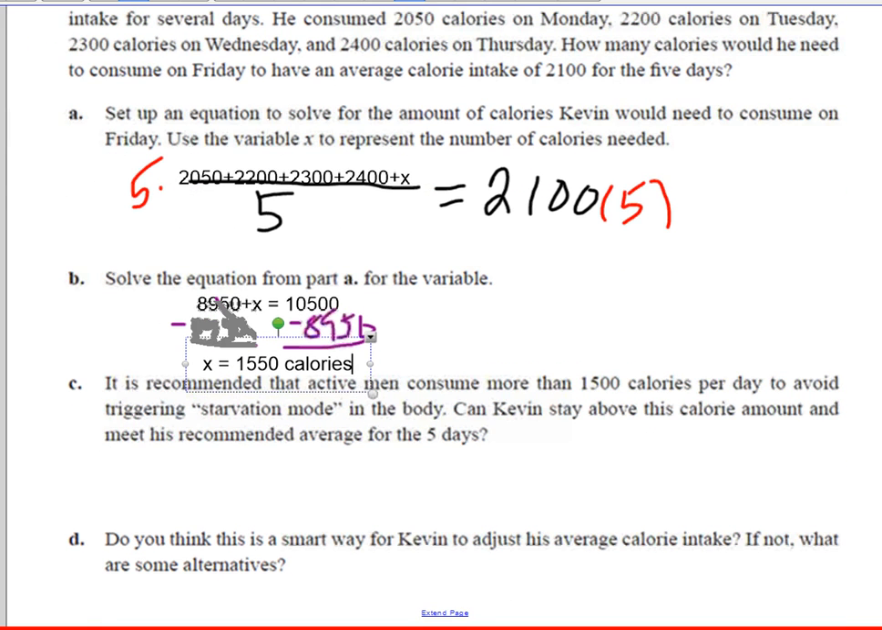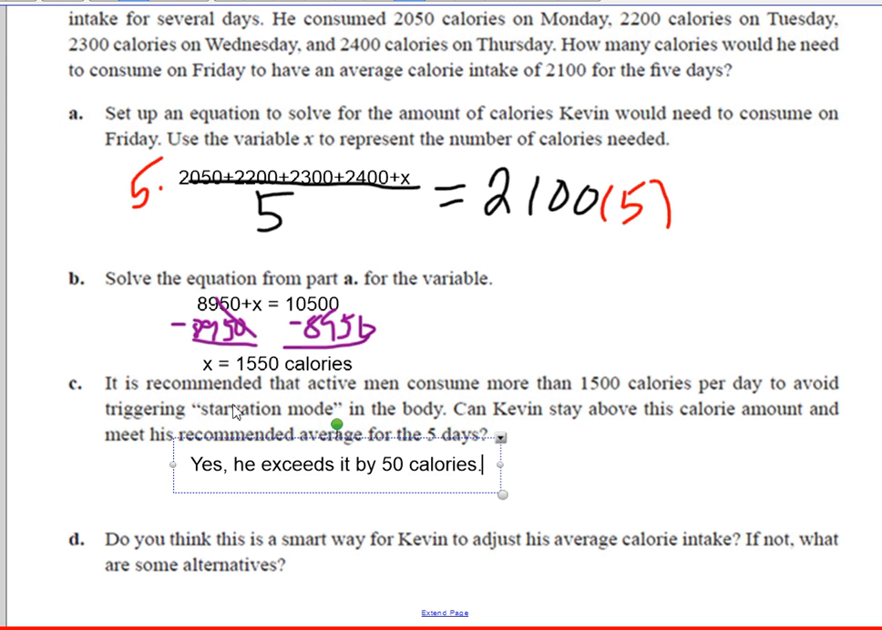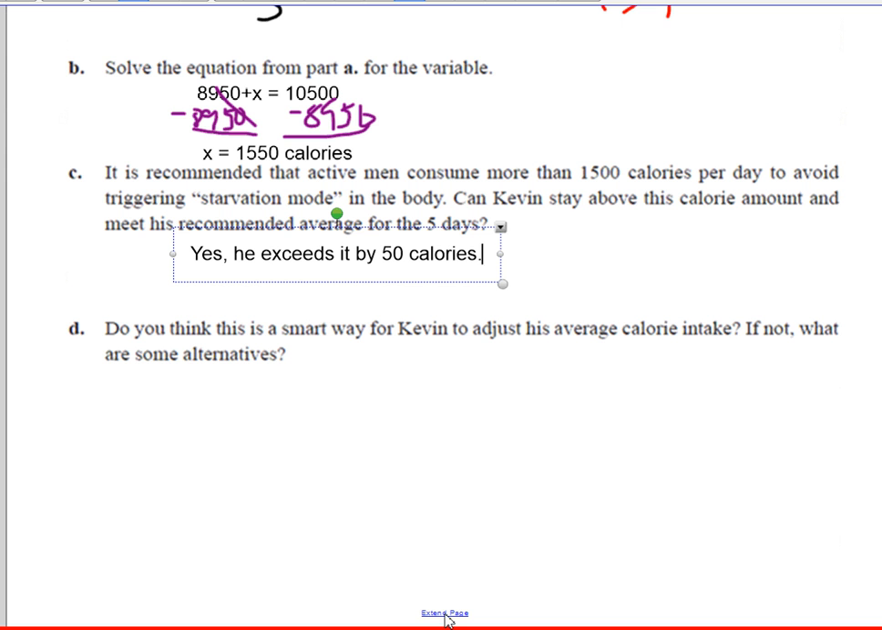It is recommended that active men consume more than 1,500 calories per day to avoid triggering a starvation mode in the body. Can Kevin stay above this calorie amount and meet his recommended average for the 5 days? Well, he beats it by 50, so yes, he can. And do you think it's a smart way for Kevin to adjust his calorie intake? If not, what are some alternatives?